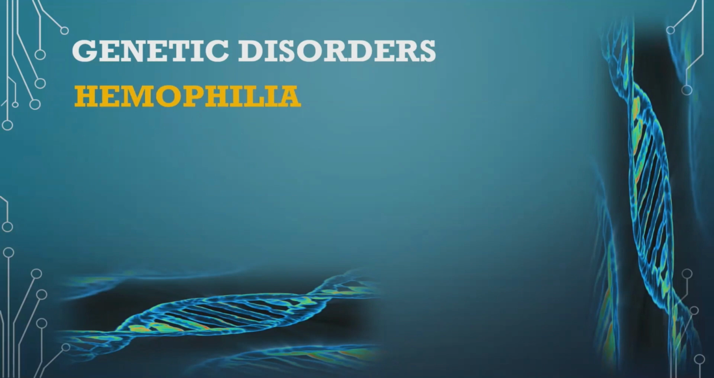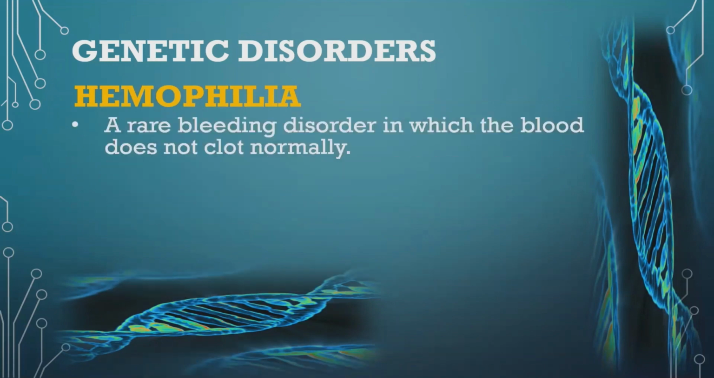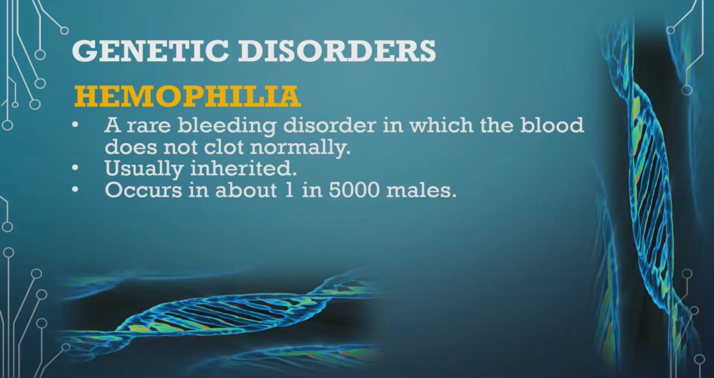Next is hemophilia. It's a rare bleeding disorder in which the blood does not clot normally. It is usually inherited. It occurs in about 1 in 5,000 males. People born with hemophilia have little or no clotting factor.